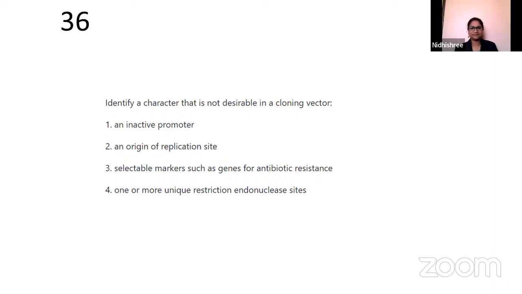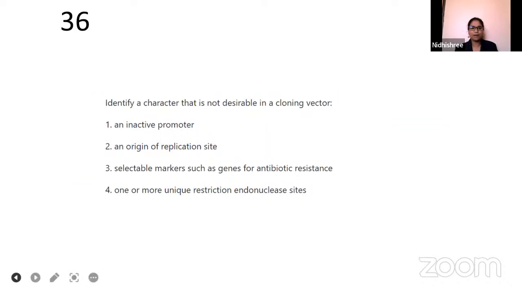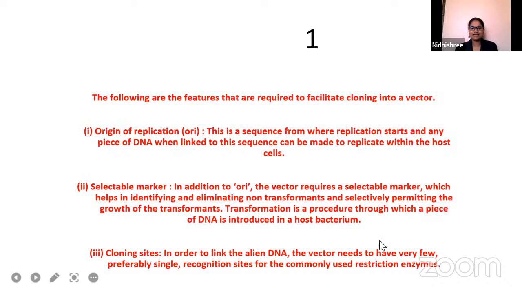Okay. Let us cross-check the answer. The right answer is option 1. That is, an inactive promoter is not a character of a desirable cloning vector. Here you can see the characteristics of the desirable cloning vector.